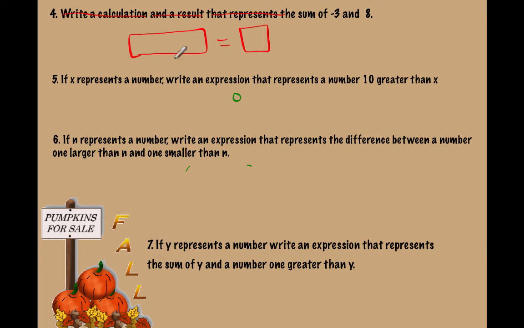Represents the sum. Okay, so I'm going to put a plus sign down here because sum means to add. Well, what am I adding together? -3 and 8. And they didn't want me to write necessarily the answer. So I could have written -3 plus 8 equals x. I could have written even this, -3 plus 8 equals 5. That's a calculation. They didn't tell me I had to use a variable here. So either one of these is correct.